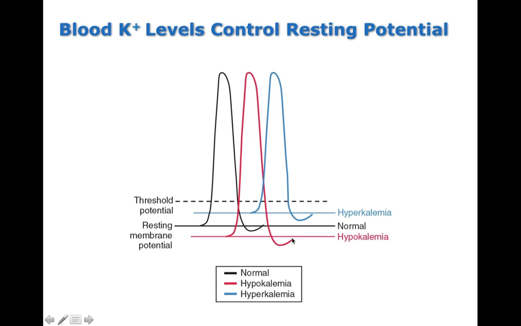So with hypokalemia, you'd see that nerves would fire less frequently or more slowly. Your muscles would contract less frequently and more weakly, right? And that's going to be particularly prominent on your heart muscle, which is required to pump blood and maintain blood pressure. So if you have hypokalemia, you can see low cardiac output and low blood pressure as a result.